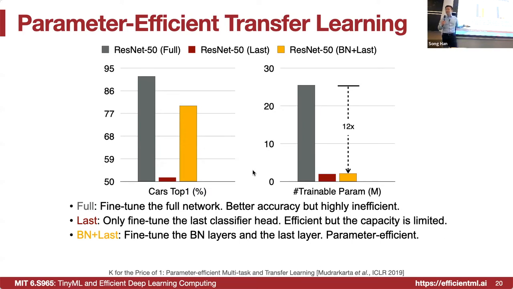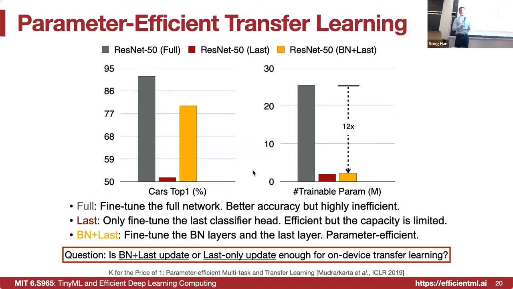So it's efficient, but the learning capacity is super limited, leading to very poor accuracy. Later people proposed other alternatives. A line of work called BN plus last just fine-tunes the batch normalization layers. In a batch normalization layer, remember there's a scaling factor and a bias, right? That is a pretty simple operation and doesn't have many parameters. That also leads to a very significant reduction, a 12x reduction in the number of trainable parameters. Accuracy is better than fine-tuning the last layer, but still it's a big drop compared to fine-tuning the full layer.